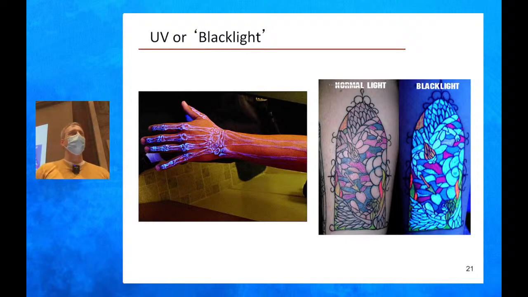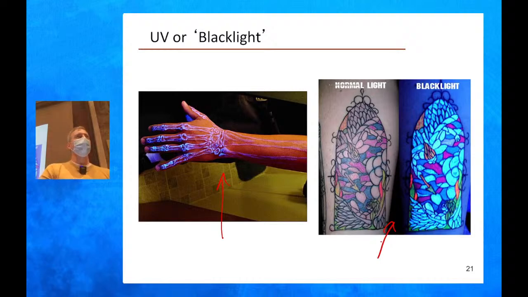You can actually get ultraviolet tattoos, like this guy here, and there's one here too. The one on the left, if there's no UV light, you can't actually see anything. So it just looks like he has no tattoo at all, but then if you turn on a black light, it glows as if it was the skeleton underneath.